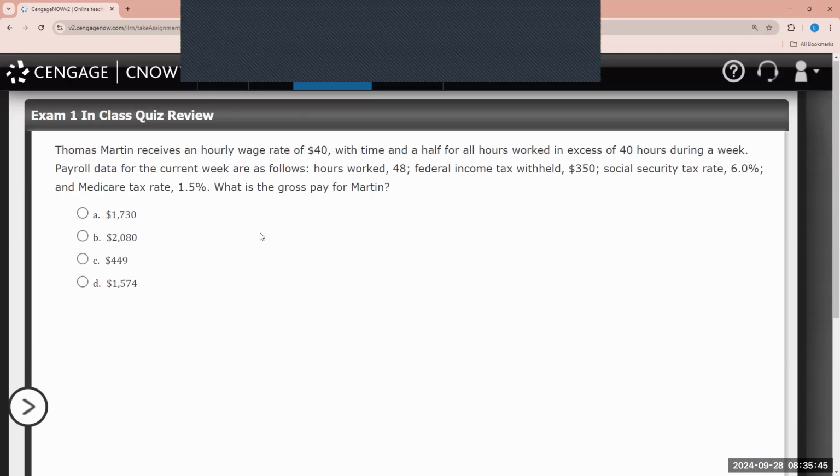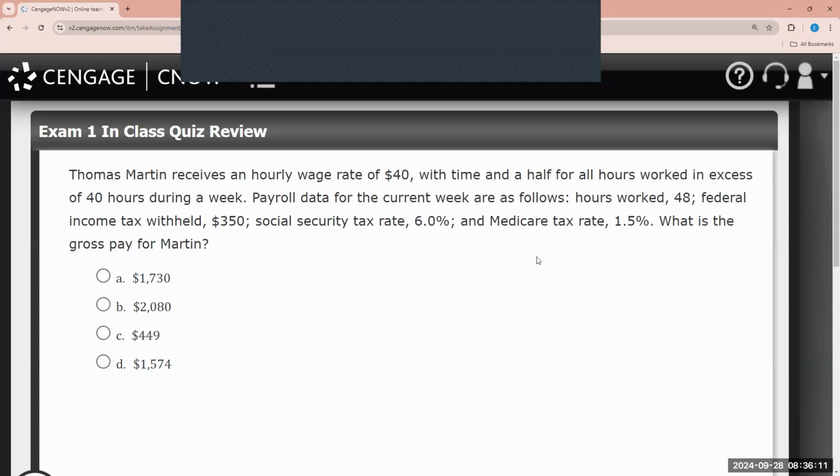So in this question, it asks us, what is the gross pay for Martin? Thomas Martin receives an hourly wage of $40 with time and a half for all hours worked in excess of 40 hours during a week. Payroll data for the current week are as follows. The hours worked are 48. The federal income tax withheld is $350. Social Security tax rate is 6%. Medicare tax is 1.5%. What is the gross pay for Martin?